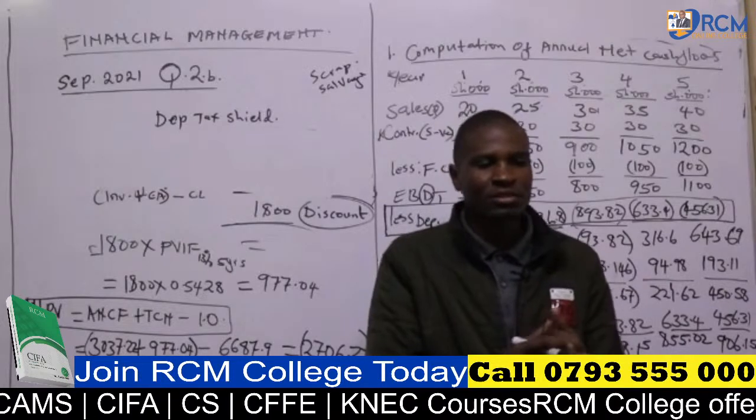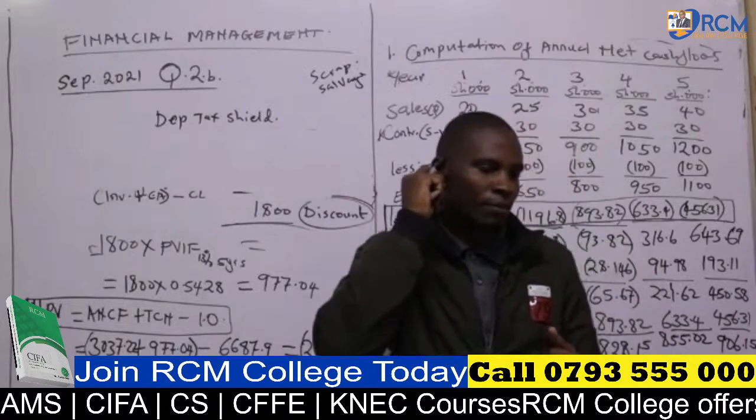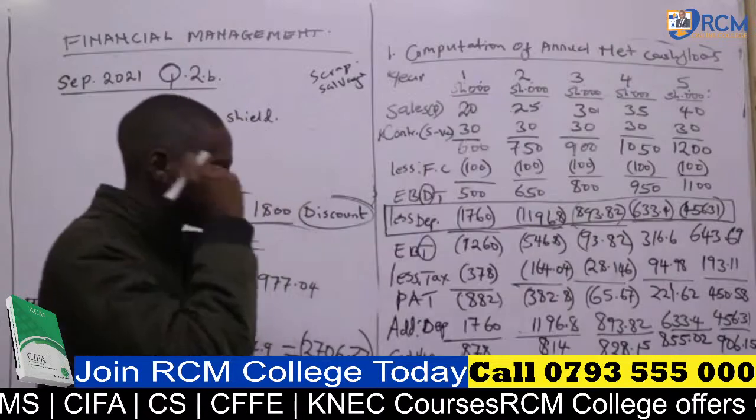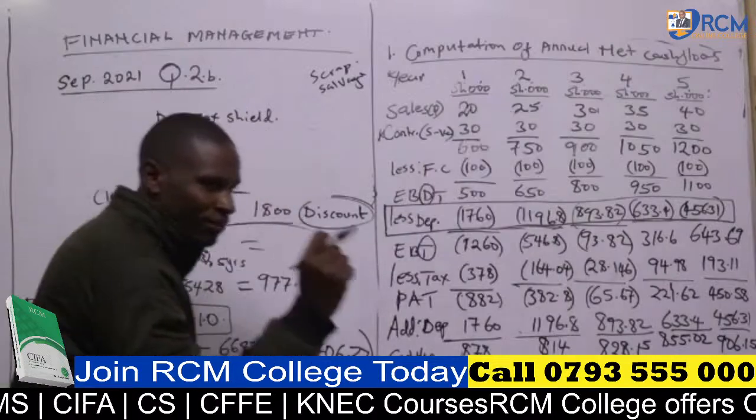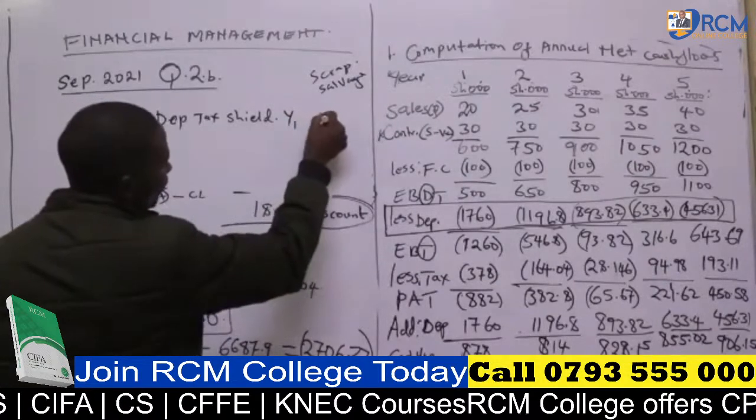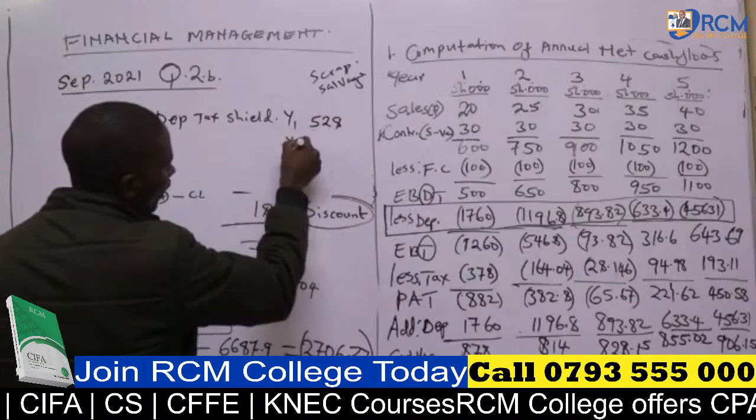How much is the tax? 1760 times 30%. Napata ngapi? Won't you listen very carefully here? 528. So year 1, we have 528. Thank you very much. Year 2 tuko na ngapi?